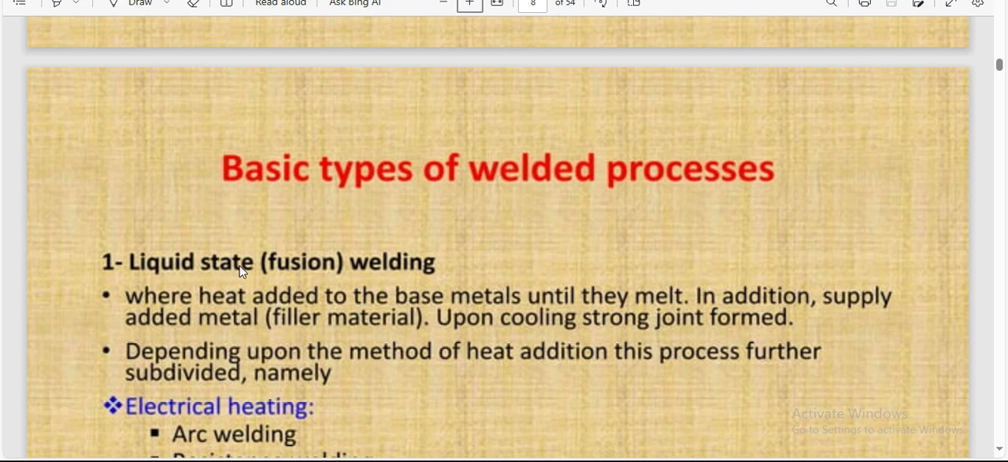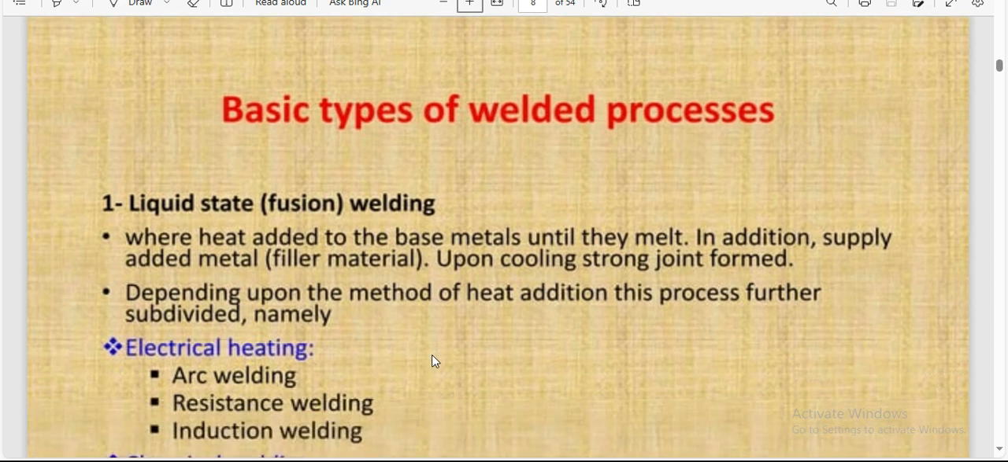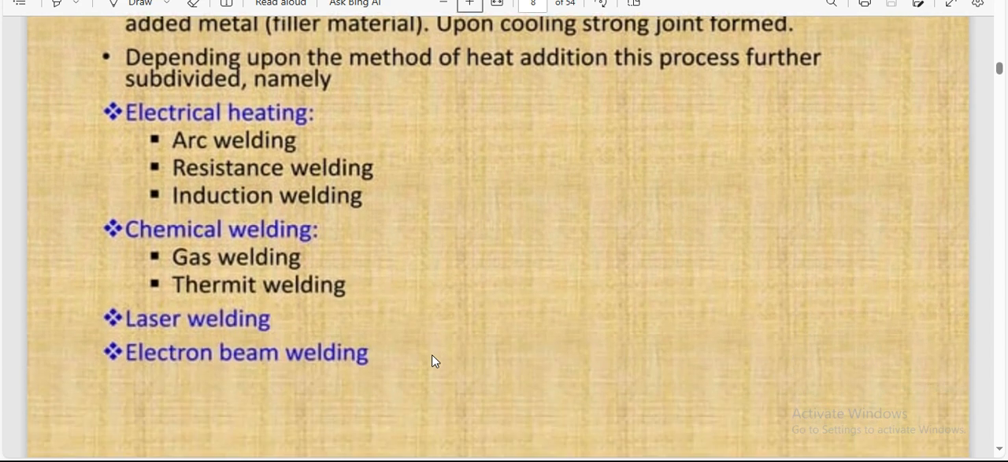which means the base metals and the filler materials should be melted in this process, where heat is added to the base metals until they melt. In addition, the supplied filler metals are also converted into a liquid state, or melted. Upon cooling, a strong joint is formed, depending upon the method of heat addition. This process is further subdivided depending on heat addition. These liquid state or fusion welding processes are classified into four main categories.